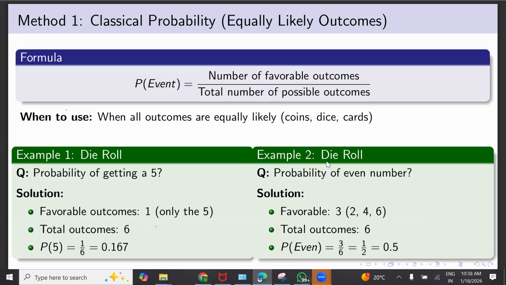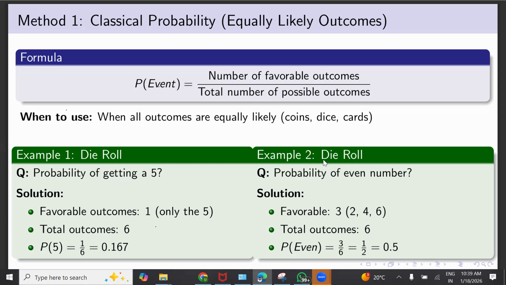Now, method number 1, how to calculate probability? Classical probability. Classical probability means equally likely outcomes. So the probability of an event is basically the number of favorable outcomes divided by the total number of possible outcomes. When do you need to use this? When all outcomes are equally likely. Correct? Like coins, dice, cards, where you have already used the examples. So there the outcomes are equally likely.